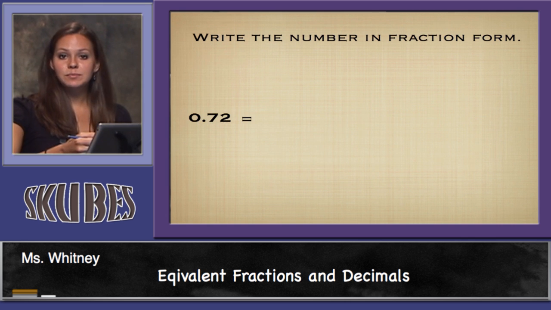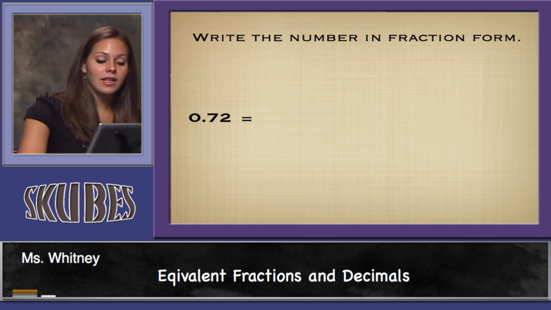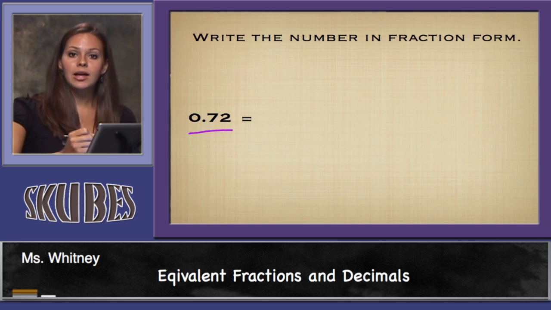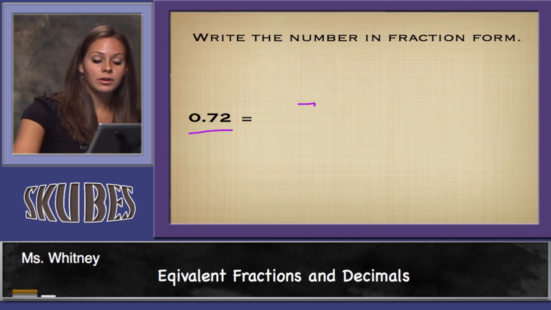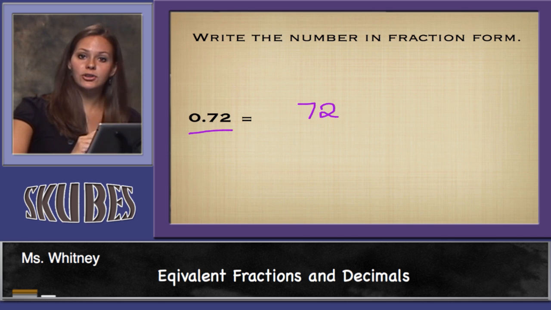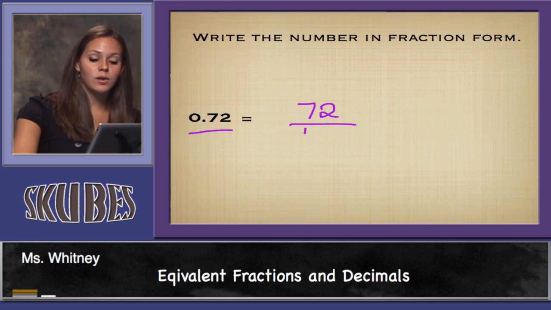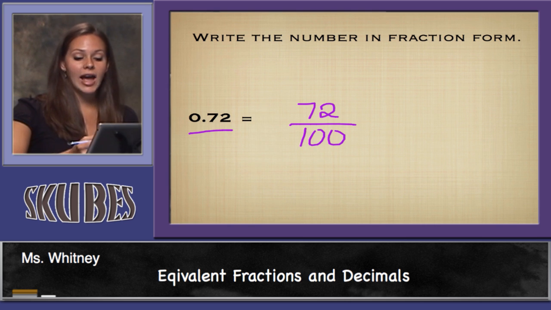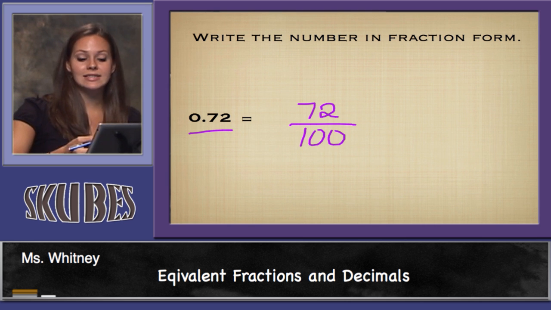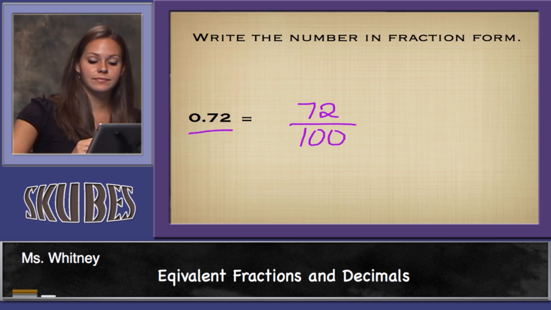Now let's write the decimal in fraction form. We say this decimal as 72/100. To write it as a fraction, we write 72 as our numerator and 100 as our denominator. This fraction and decimal are said as 72/100.